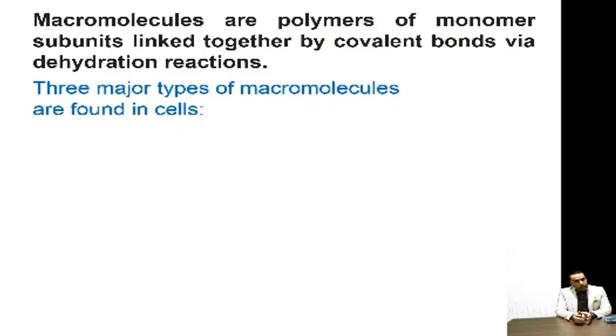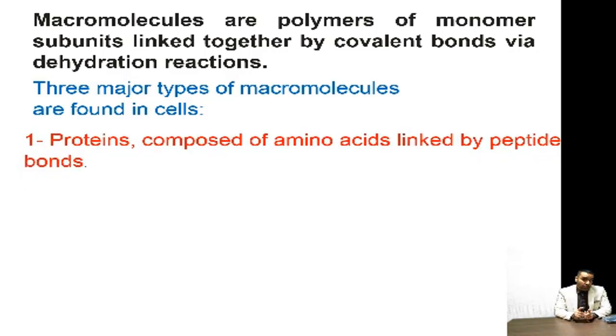Some references talk about just 3 major types of macromolecules, and some talk about 4. Now we are going to mix between them. I am going to talk about the 3, and the other one will be last. The first one is proteins. Proteins are composed of amino acids linked together by peptide bonds.